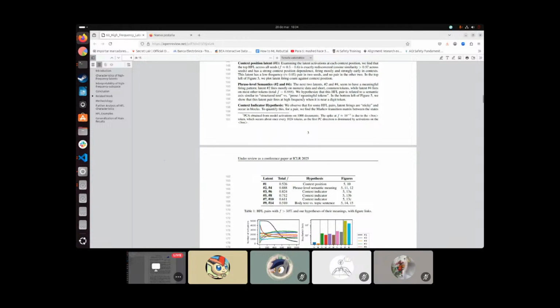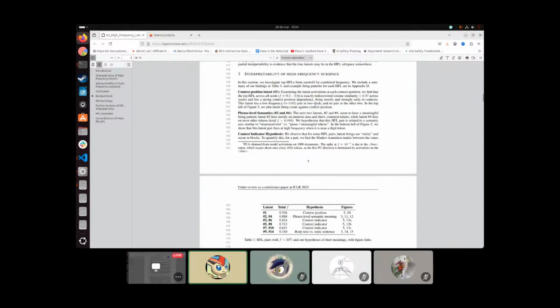Anyway, so here they're saying that they found the top latent that is consistently found by all, or most, of the sparse encoders they train on this, and it seems to just represent the context position, depending on the position, more strongly and mostly early in context.